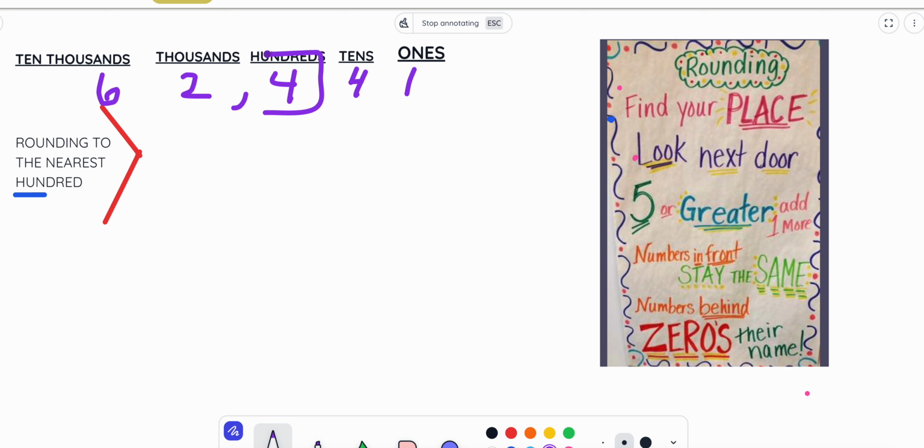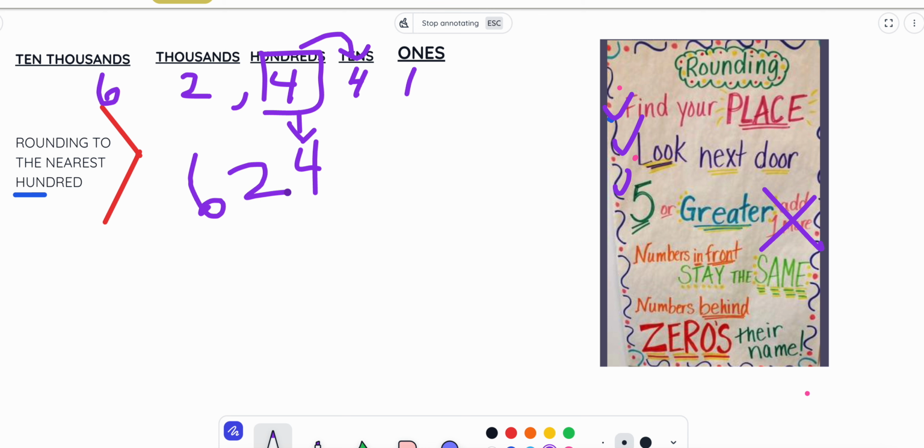Here we go. Find my place, hundreds place. Look next door, aka behind it. Is this 5 or greater? Nope, I don't need to add one more then. This is going to stay a 4. Numbers in the front stay the same, 6 and 2. Numbers behind, 0 is their name.